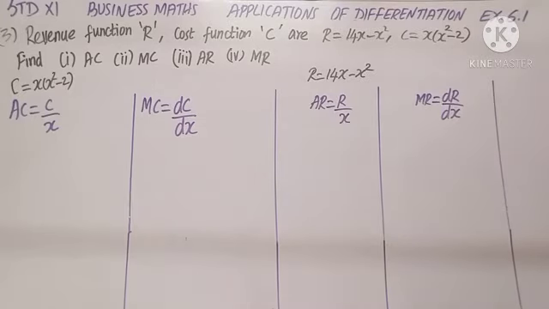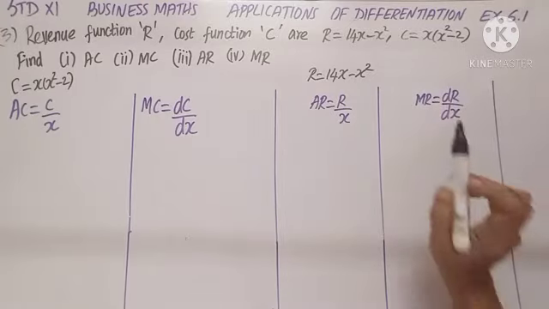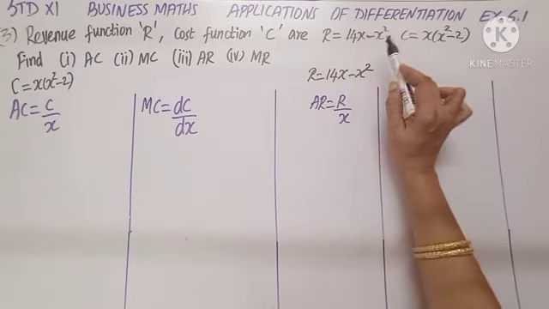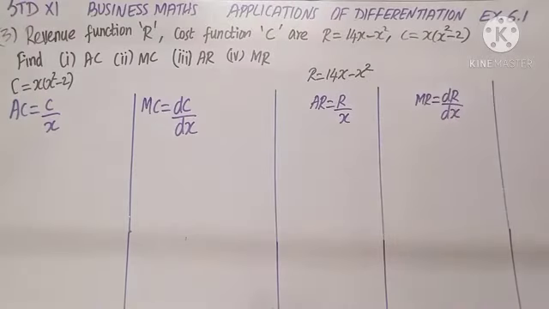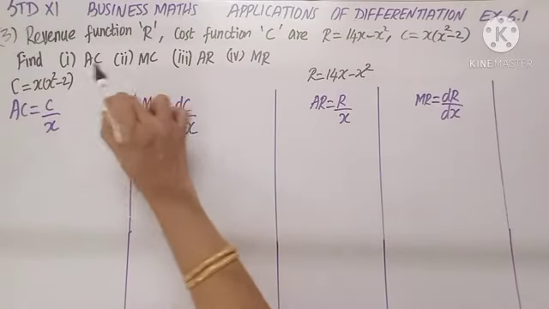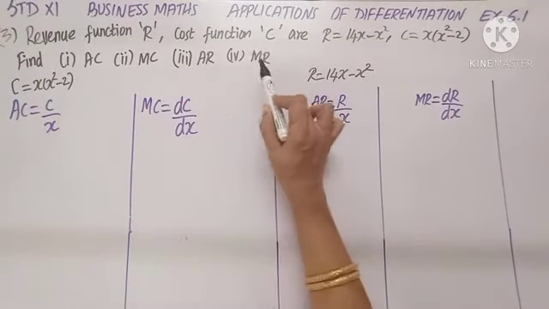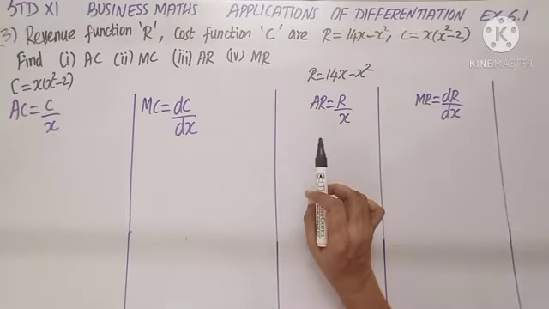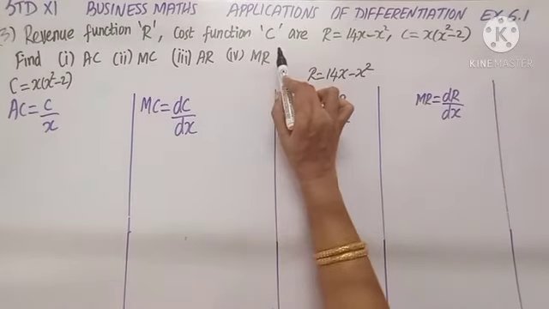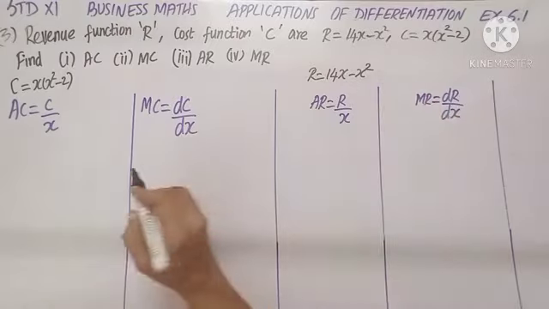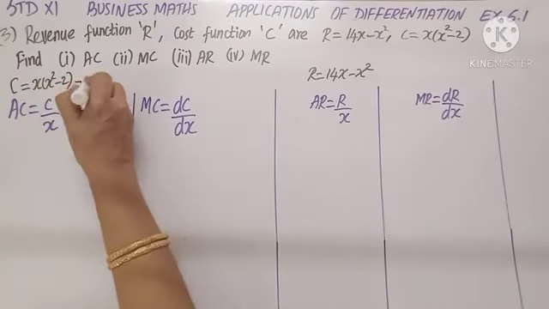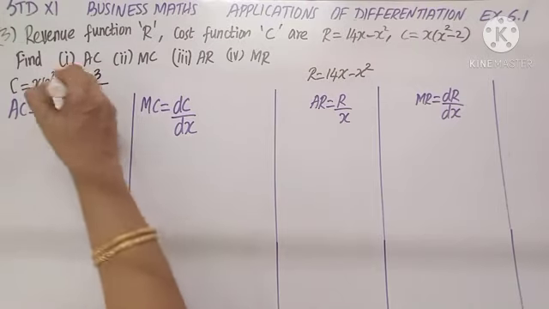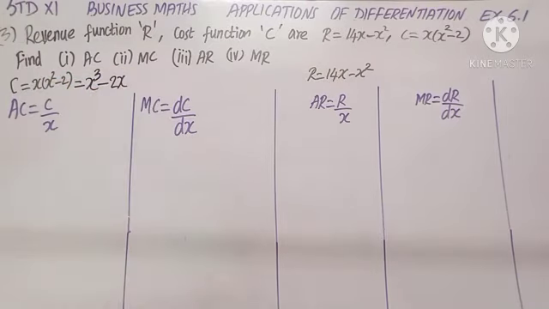Question number 3. Given R the revenue function, C the cost function as R equals 14x minus x square and C equals x into x square minus 2. Find average cost, marginal cost, average revenue and marginal revenue functions. Given C, x into x square minus 2. Let us multiply x into x square, x cube, minus x into 2, 2x.